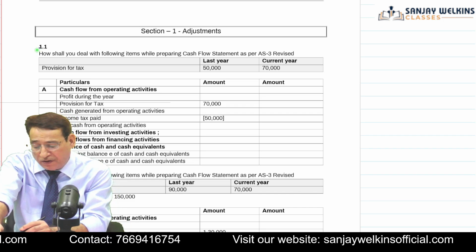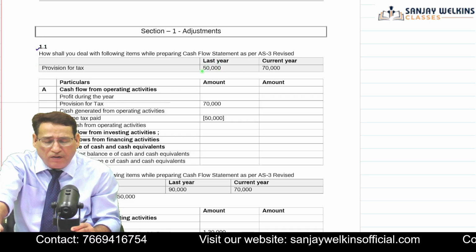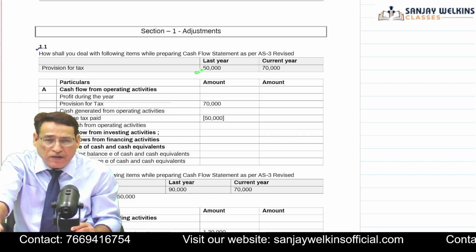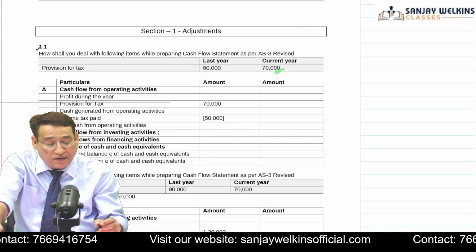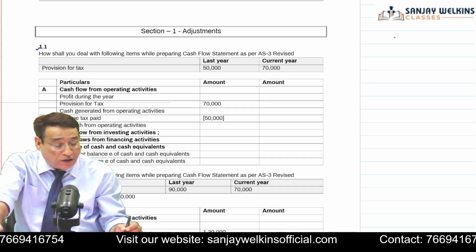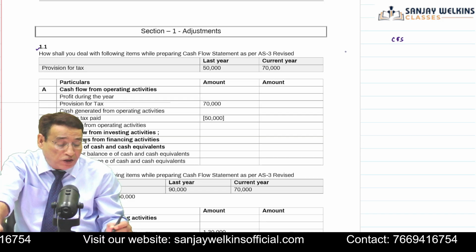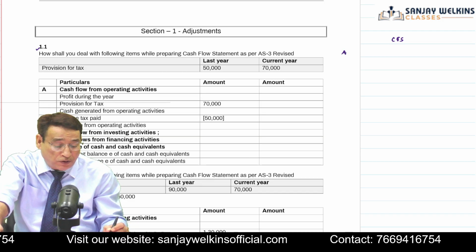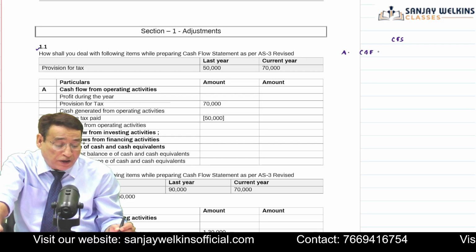Now the first adjustment is related to what we call provision for tax, and you are already aware of it. Provision for tax given in the balance sheet is 50,000 in the last year, and in the current year it is 70,000. So how are we going to incorporate it? As you know, the cash flow statement is prepared under 3 categories. The first one is cash generated from operating activities.